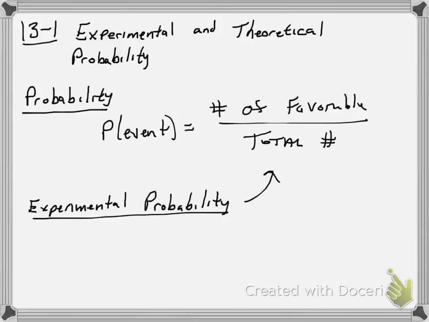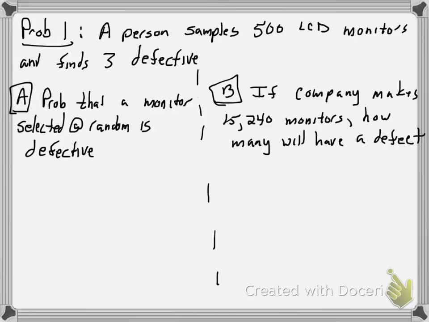Experimental probability is the same thing. There's really no difference. What you want to happen over total number. So in problem 1, it says a person samples 500 LCD monitors and finds 3 of them to be defective. What is the probability that a monitor selected at random is defective? Well, what do you want to happen? Obviously, you don't want the defective to happen, but that's what you're trying to find the probability of. So we take 3 over 500. Okay, 3 over 500 is my probability, which is roughly 0.6%. But again, it doesn't really matter. 3 over 500 is fine.